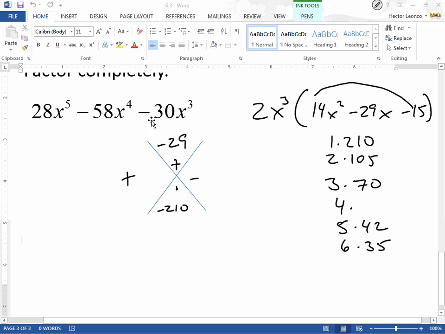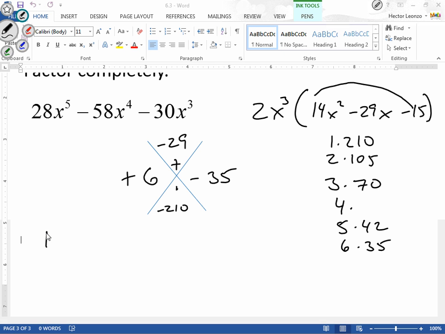When I subtract them, it equals 29. So, okay, this is good. This is what's going to work. So my factors are going to be positive 6, negative 35. This is how I'm going to split the middle term. Remember, I'm only looking at the parentheses. So I have 14x squared plus 6x minus 35x minus 15. Remember, my negative 29, I split it as 6 minus 35.